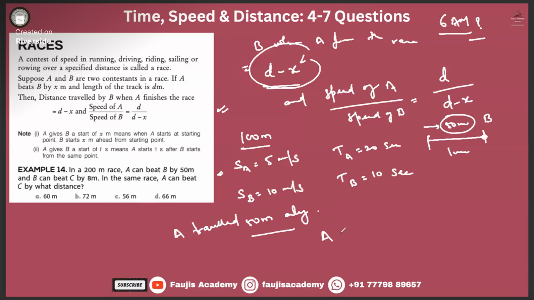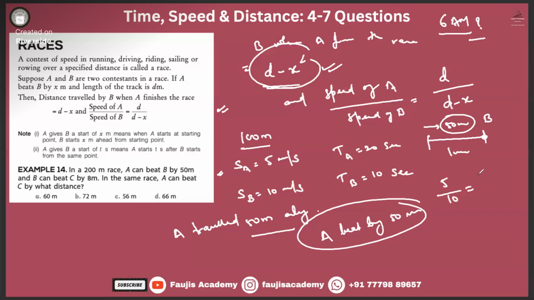That means A was beaten by 50 meters, right? Now, D minus X, this is pretty much self-explanatory, right? Then speed of A by speed of B, that means 5 by 10 is equal to D by, D means the distance by which it was being beaten. That means 50, and D minus X.